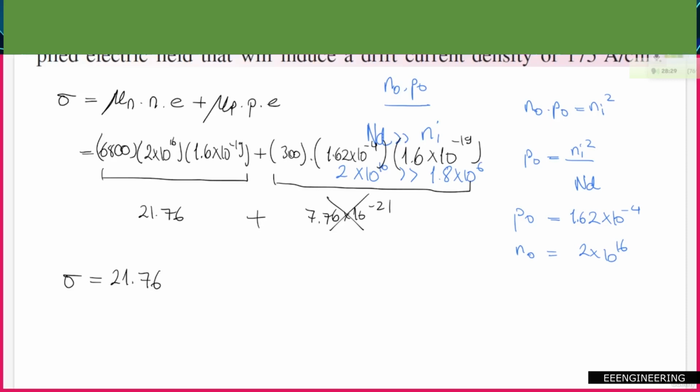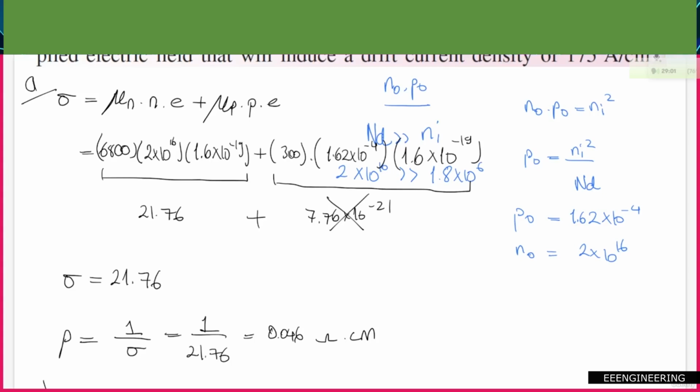When you think about the names of conductivity and resistivity, you can easily understand the logic behind them. One of them is the reciprocal of the other, because one is conducting and the other is resisting the current. So resistivity, ρ, is equal to 1 over conductivity, 1 over 21.76. In the end, what we're going to have is 0.046 ohm-centimeter. This is the answer for resistivity, and let me say this is part A.